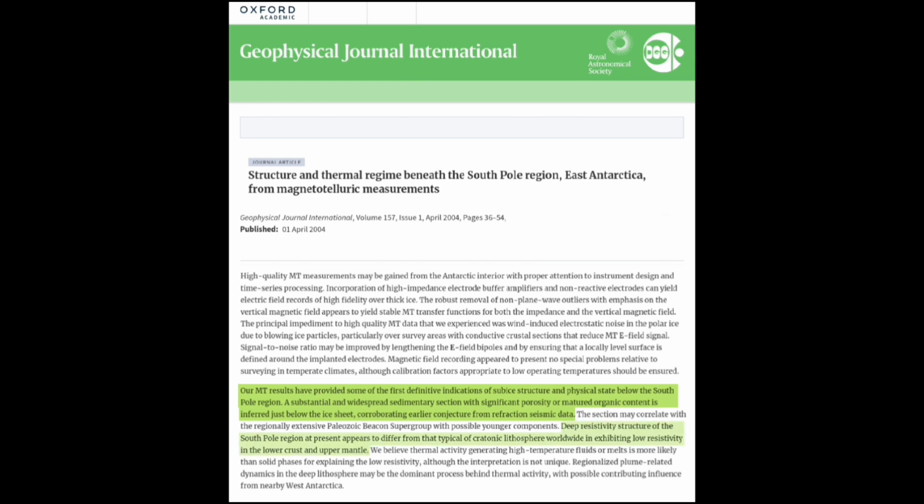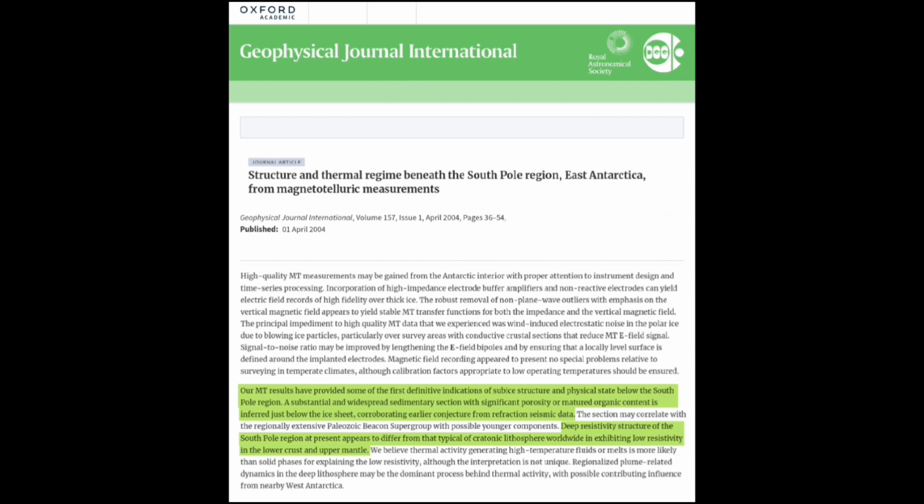Then it goes on to say, "Deep resistivity structure of the South Pole region at present appears to differ from that typical of cratonic lithosphere worldwide in exhibiting low resistivity in the lower crust and the upper mantle." So they're saying that the South Pole region is exhibiting low resistivity in the lower crust and the upper mantle.